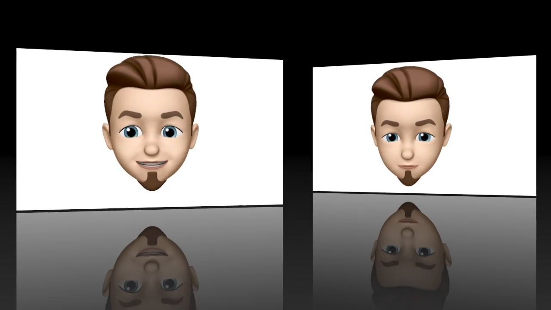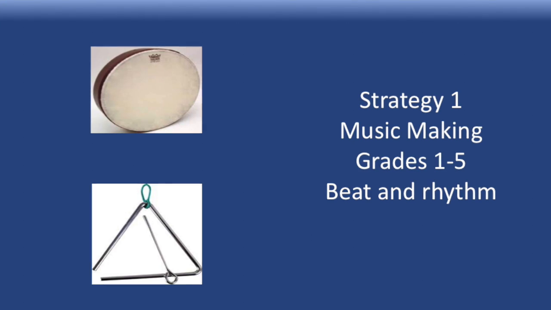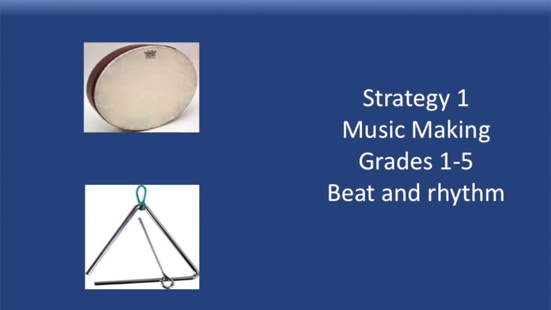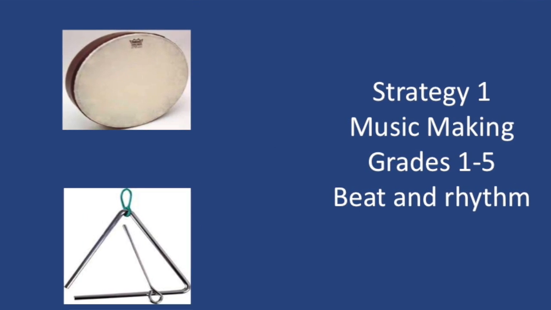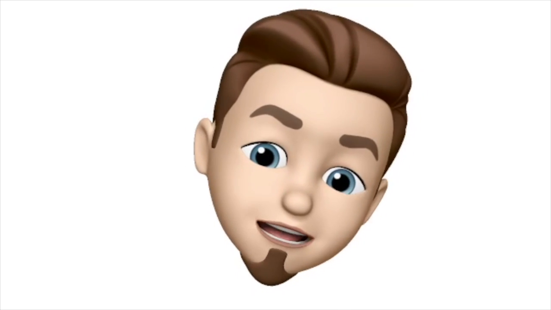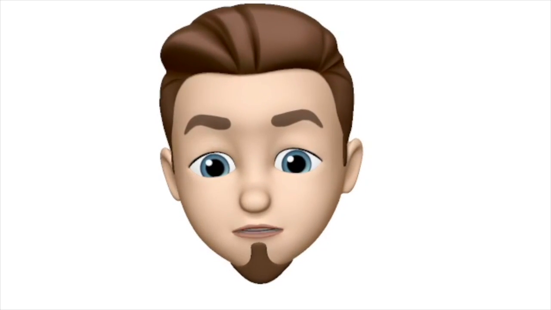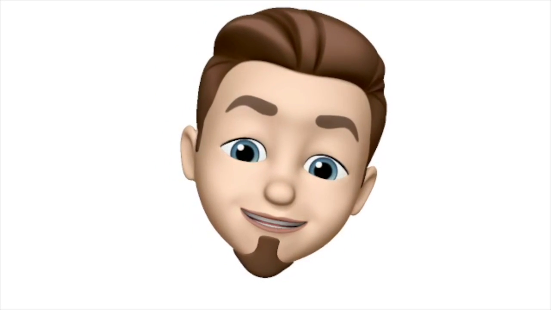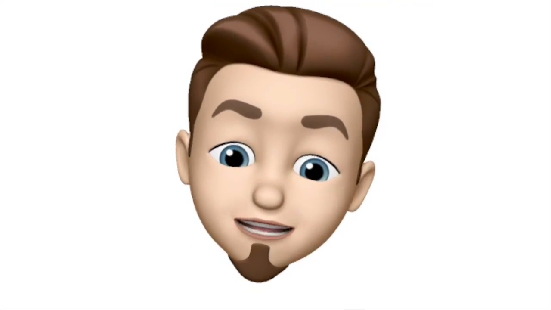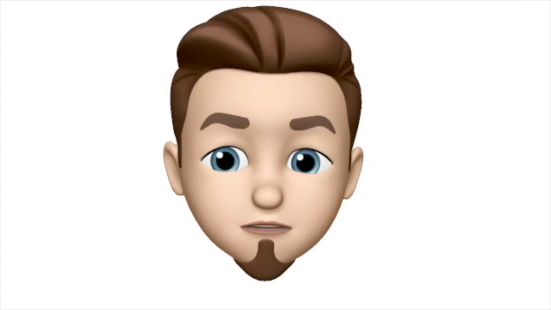These examples are easily available. This is Music Making, Strategy 1 for grades 1 through 6. Here's what you'll need. Students will need 2 different instruments. For our example, we're going to use hand drums and triangles. You'll also need to provide some musical notation, one for a steady quarter note beat that's repetitive, and one for a repeated set of eighth notes. In this example, we'll put both of those together.